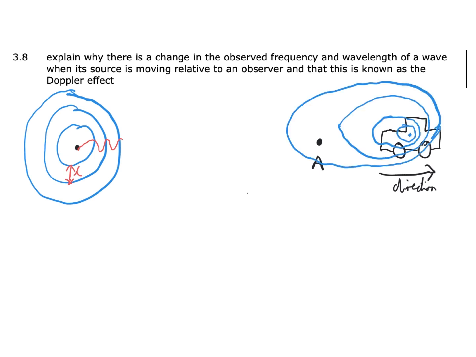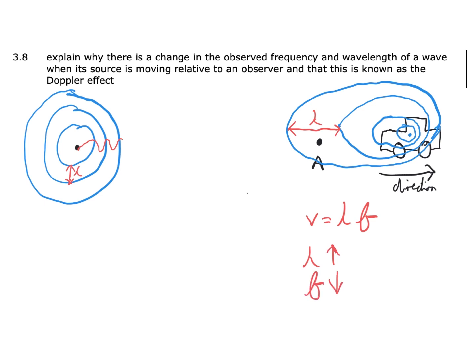We can see the blue lines I've drawn to represent the wavefronts are being bunched up in front of the car, and they are being stretched out behind the car. So where observer A is, the wavefronts look further apart. This results in the wavelength that observer A sees and hears being larger than it would be normally. Now the wave speed of the waves is not changing, so we have our equation v equals lambda f. If for observer A lambda is increasing, this must mean that the frequency is decreasing.